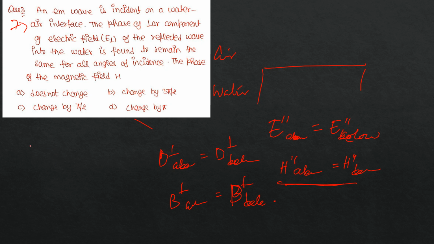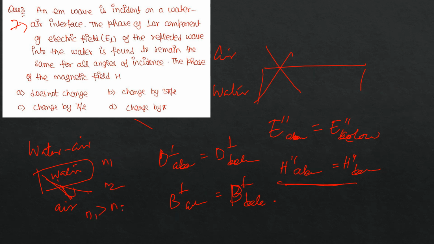So here, water-air means the first one is water, second one is air, isn't it? This diagram is wrong. The first one is water, and the light is going like this. So this one is n1 and this one n2. So n1 is actually greater than n2 here because the refractive index of water is greater than air.